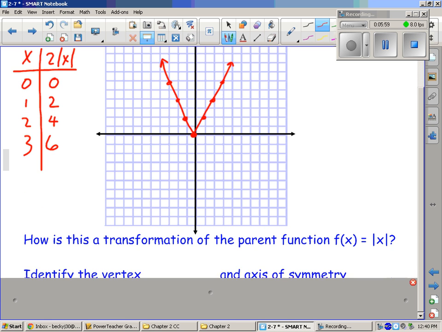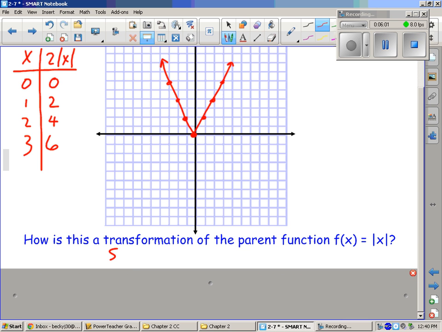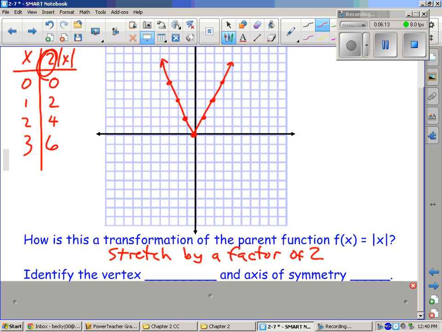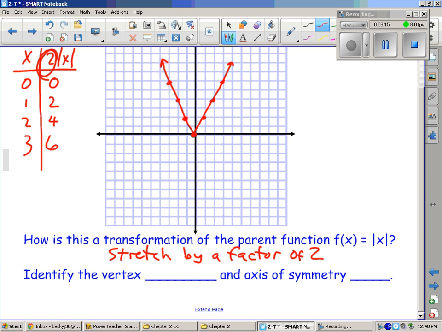So if the book asks you how is it a transformation, you say it's a stretch by a factor of 2 because it's got that 2 in front of the absolute value. Finding the vertex, same deal, it's still (0, 0), and the axis of symmetry will still be x equals 0.